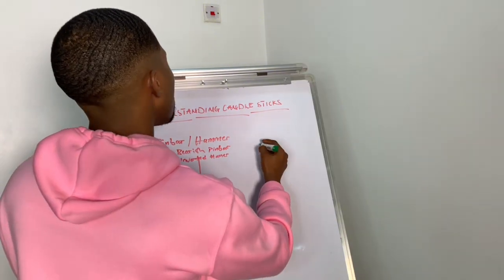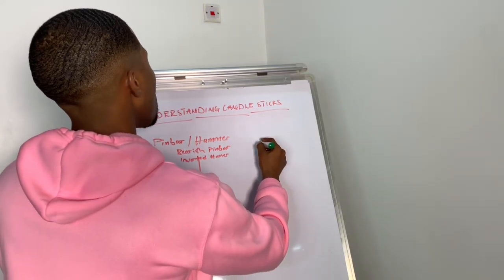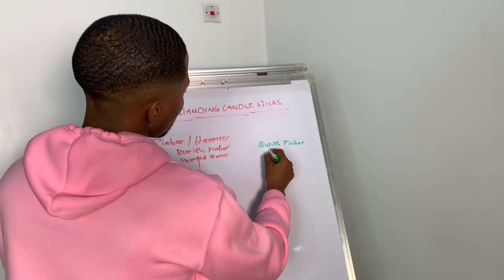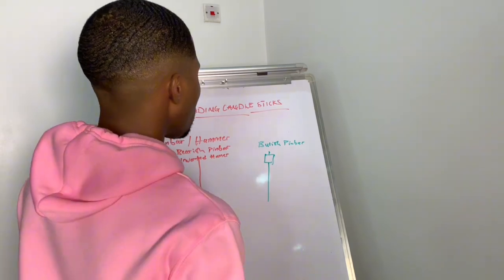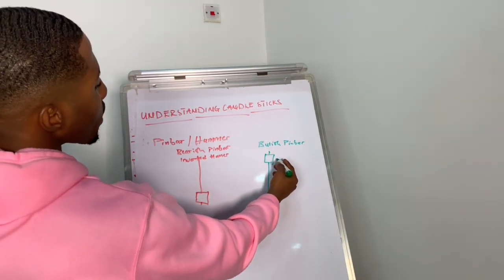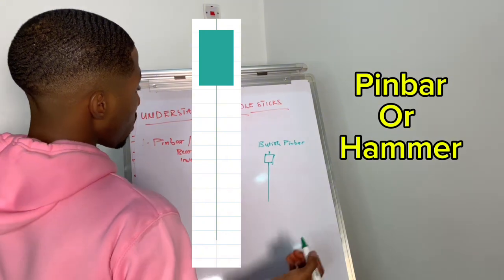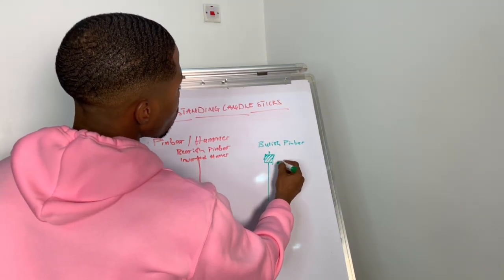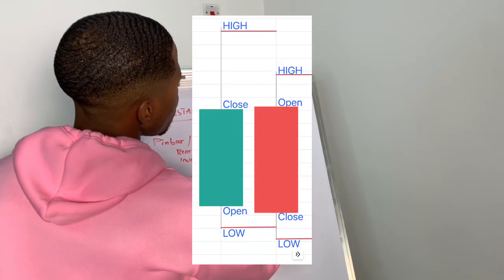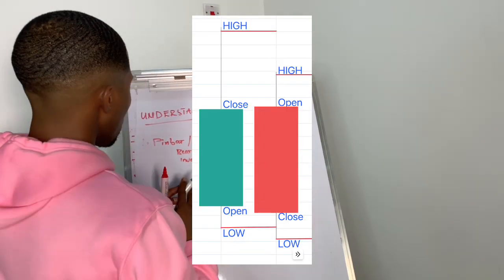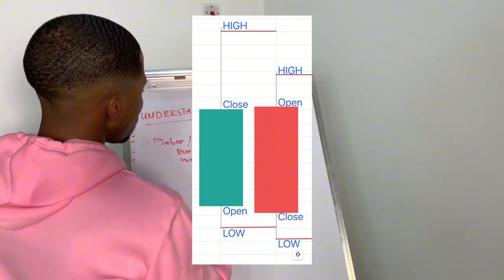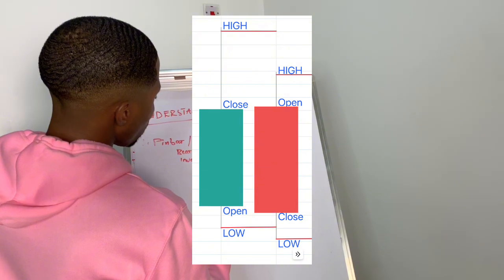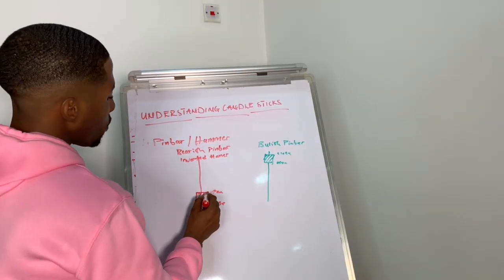And the bullish pin bar, which is a hammer, has a small body and a very long lower wick. The wick is like 3 times the body, right? And as we all know, for a bullish candlestick, the opening is below and the closing is above. And for a bearish one, the opening is above and the closing is below, right? So this is a bearish pin bar.